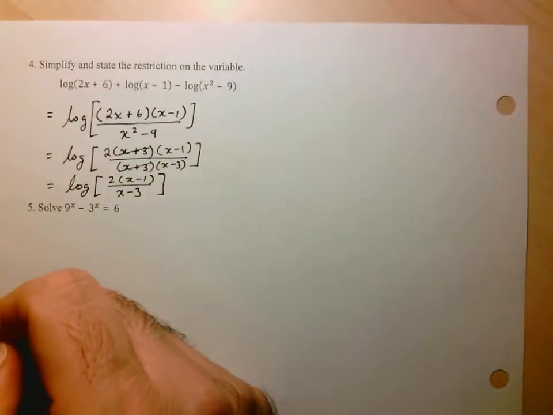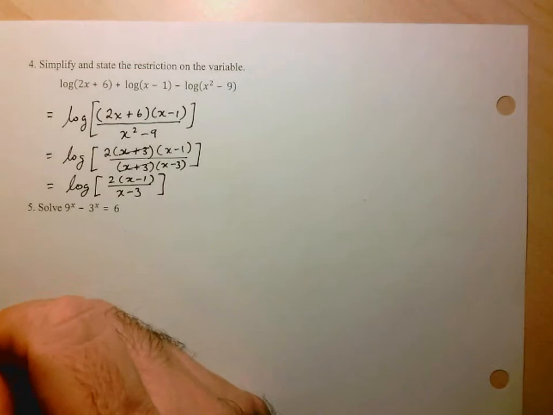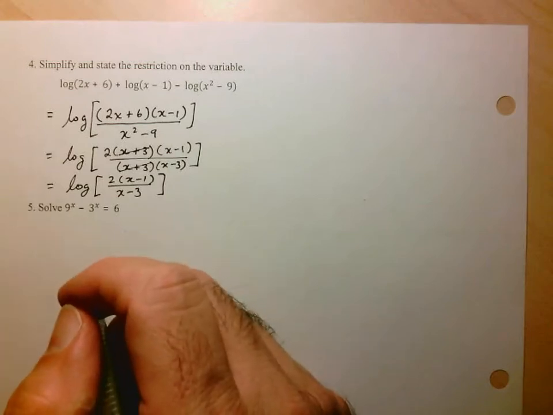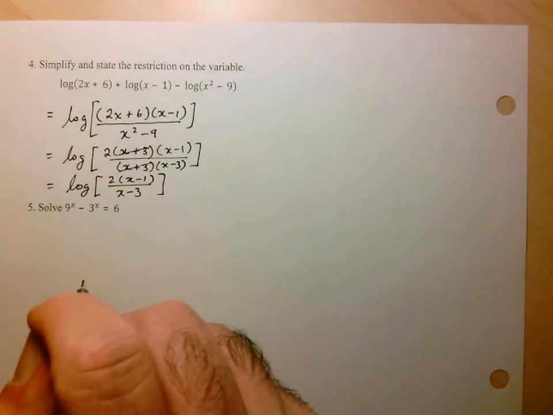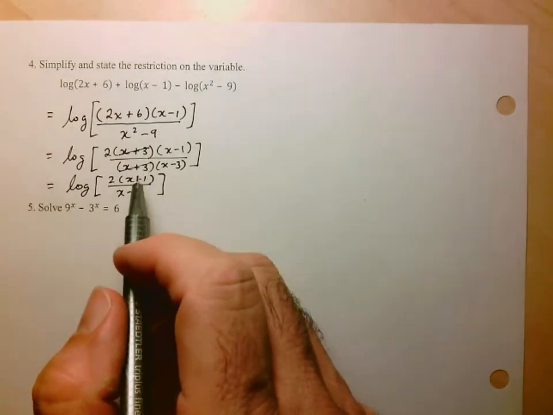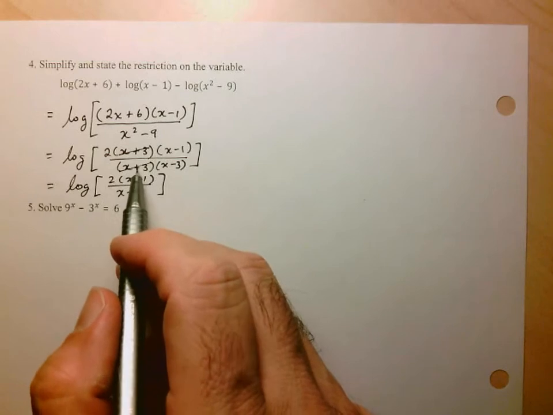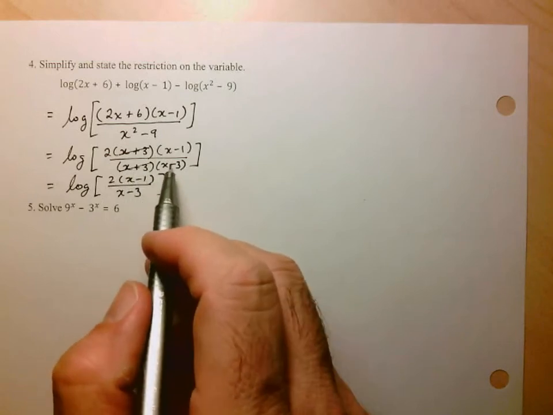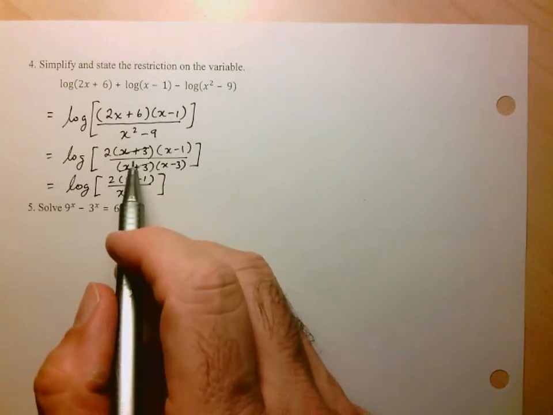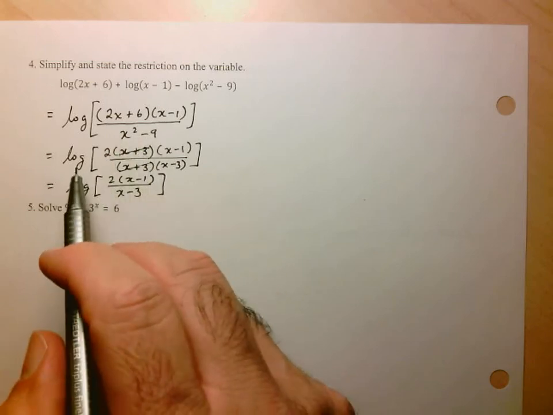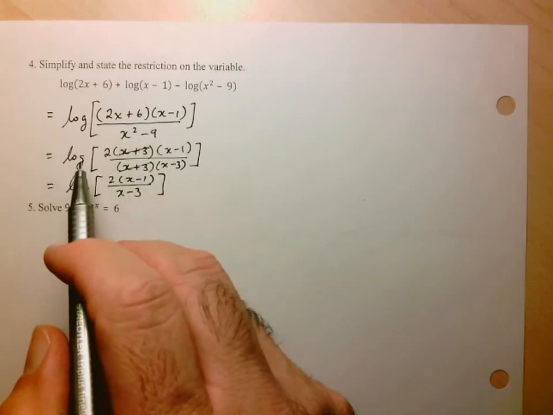Okay, and there's my simplified expression. Now we have to find the restrictions on the variables. So this is where you have to be careful, because yes, there's a restriction that the x values can't be 3 or negative 3, because that'll give us a 0 in this denominator. But remember, it's much more than that.